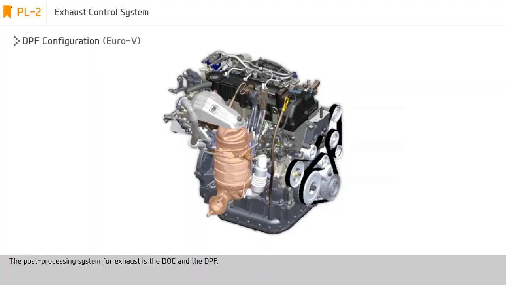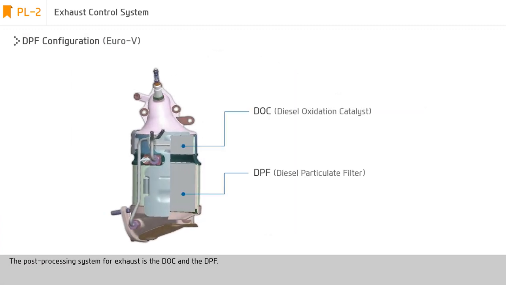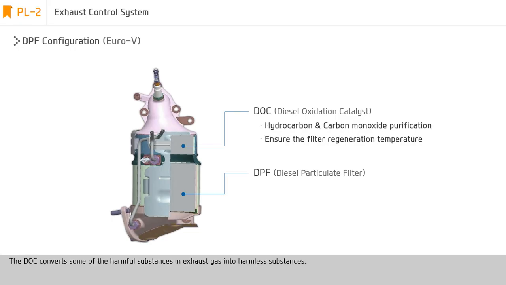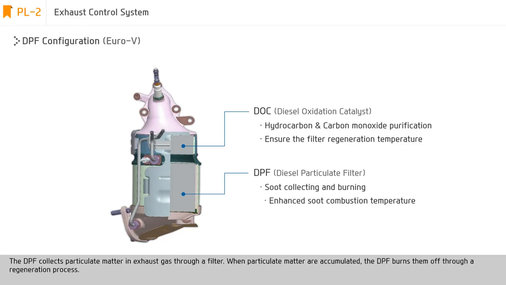The post-processing system for exhaust is the DOC and the DPF. The DOC converts some of the harmful substances in exhaust gas into harmless substances. The DPF collects particulate matter in exhaust gas through a filter. When particulate matter are accumulated, the DPF burns them off through a regeneration process.